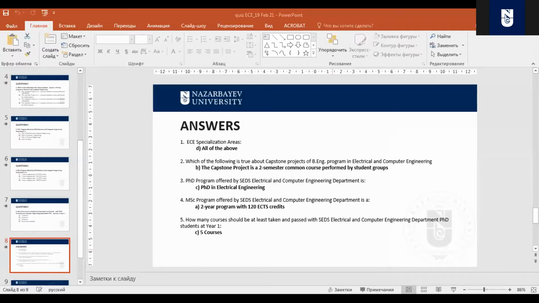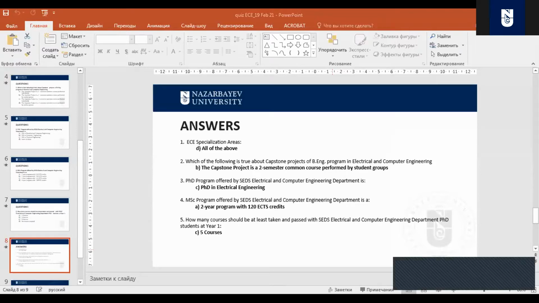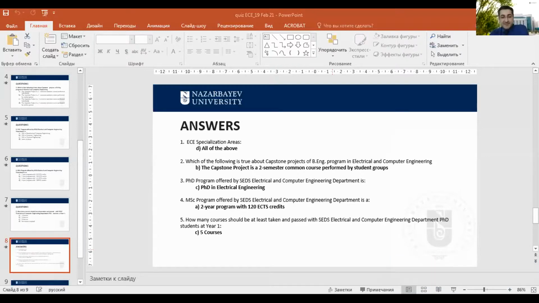Dear Patu, the fourth answer was: it is a 2-year program with 120 ECTS, the master program. So they were not letters, so I'm not sure that you are correct with this. Maybe if you get back to question 4.